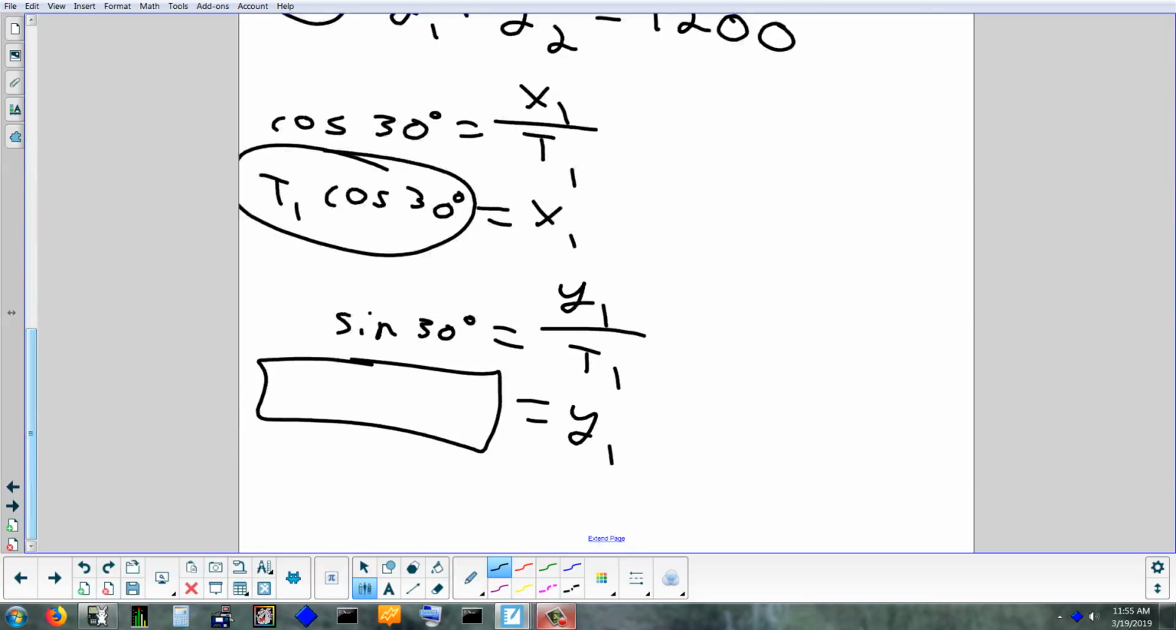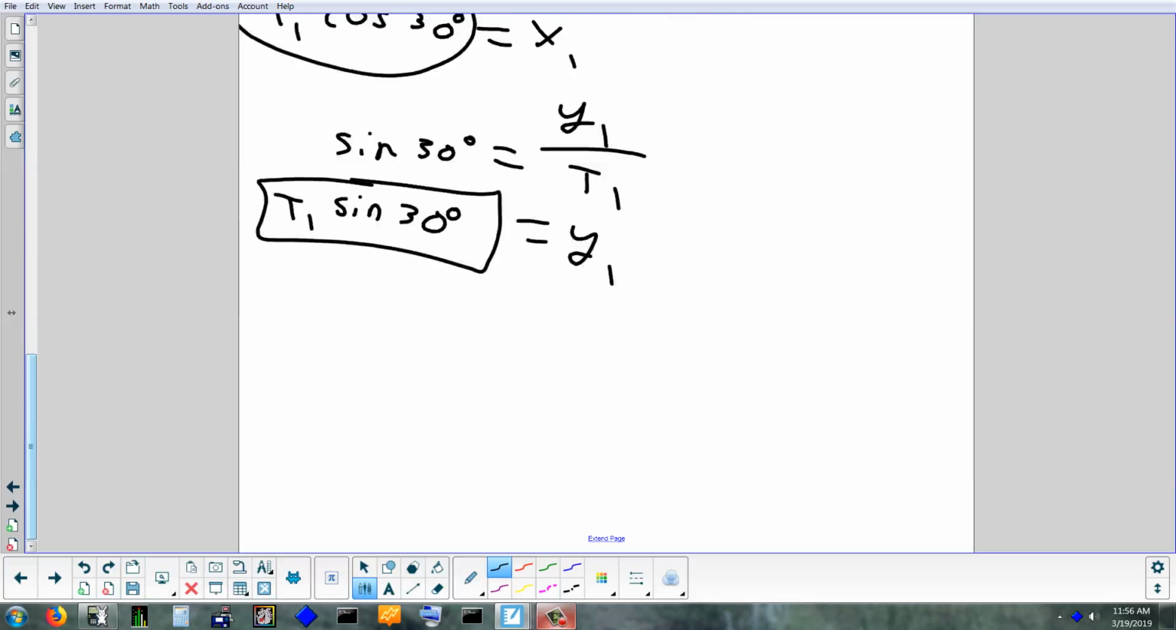What's y1 going to equal? Yep, T1 sine. Now, let's just see if we can figure out x2 and y2 without setting it up like that every time. You can if you need to, but just look at the pattern.